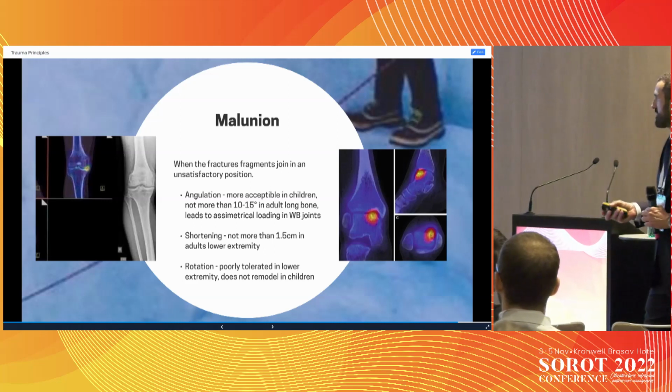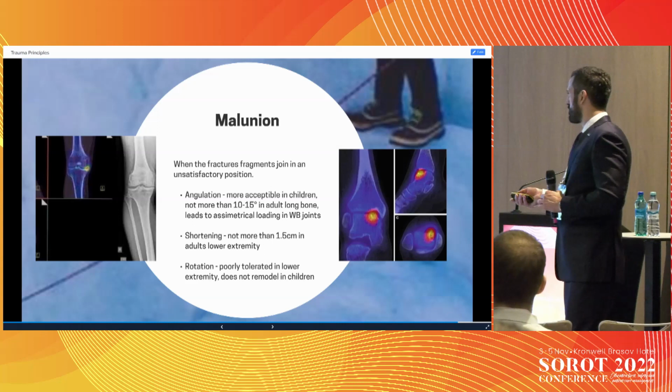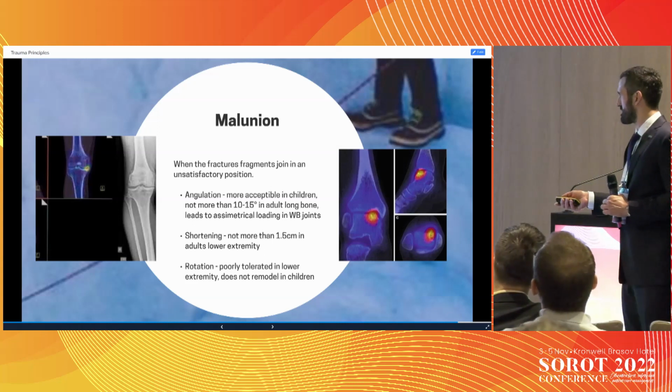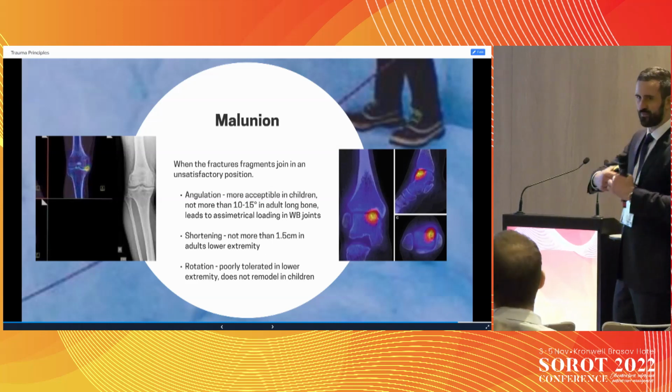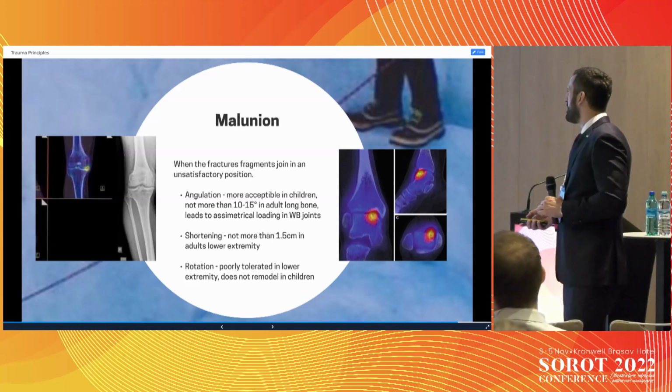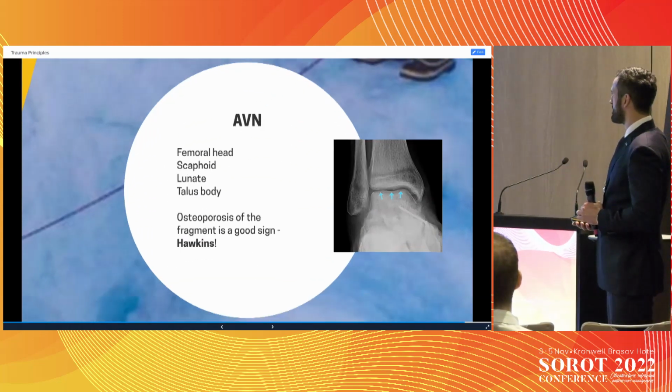Malunion: if we have angulation or malrotation, shortening shouldn't be more than 1.5 centimeters in the adult lower extremity, and angulation, if it's more than 10 to 15 degrees, leads to asymmetric loading of the weight-bearing joints.